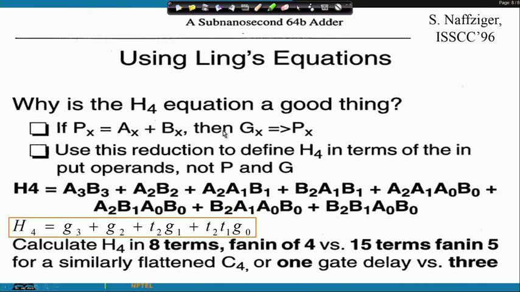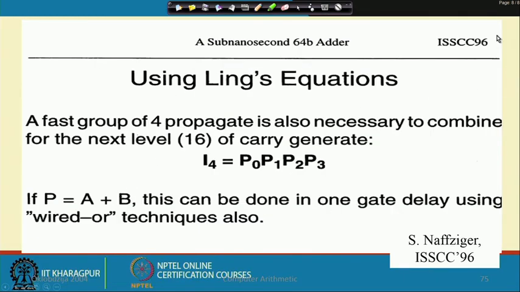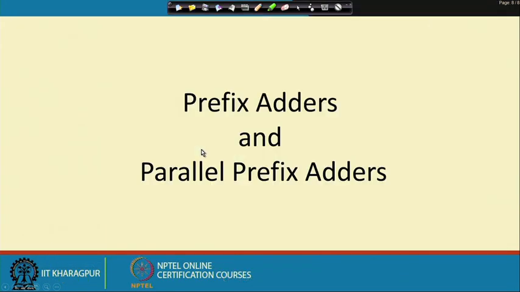If you want to know more about the Ling adder architecture, follow the work published in the International Solid State Circuits Conference in 1996. There you will find how the equation has been developed, and from this equation how the corresponding architecture has been developed, in detail in this paper. This is the transistor level implementation of Ling's equation, and all this you will get from this paper. So, I am not going into the details of that.